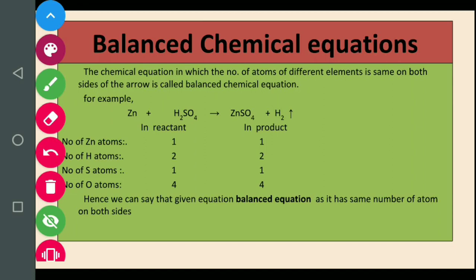Here we can say the number of atoms of each element in the reactants is equal to the number of atoms in the products. Then we say this reaction is a balanced equation. Hence we say the given equation is balanced as the number of atoms are equal on both sides, reactant and product.